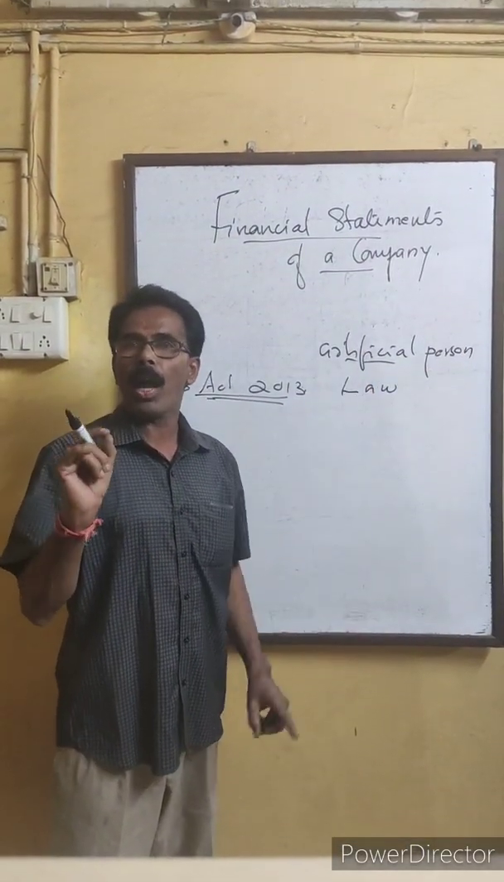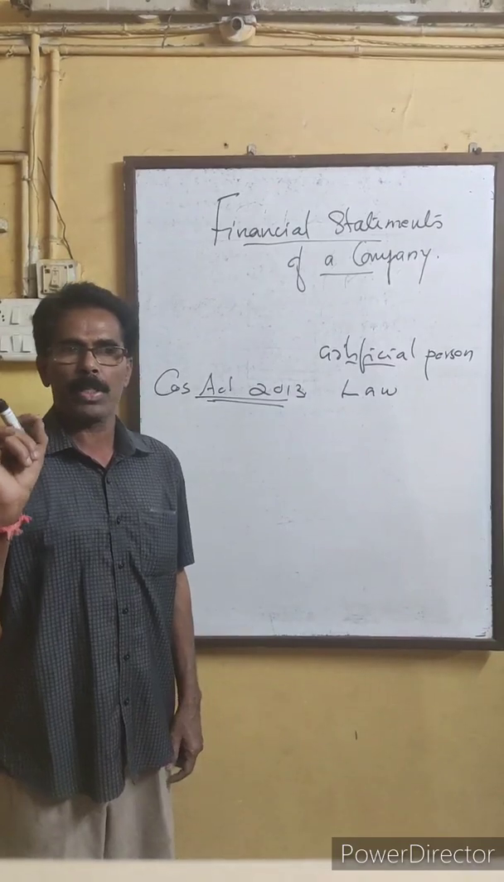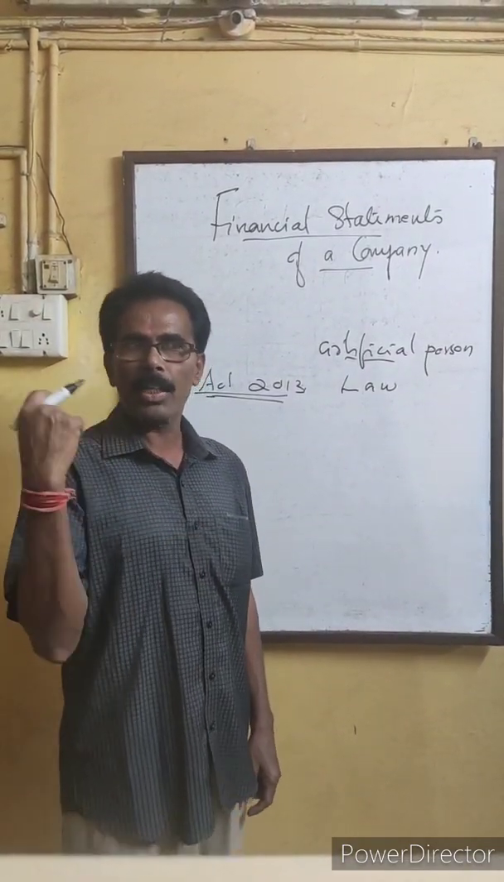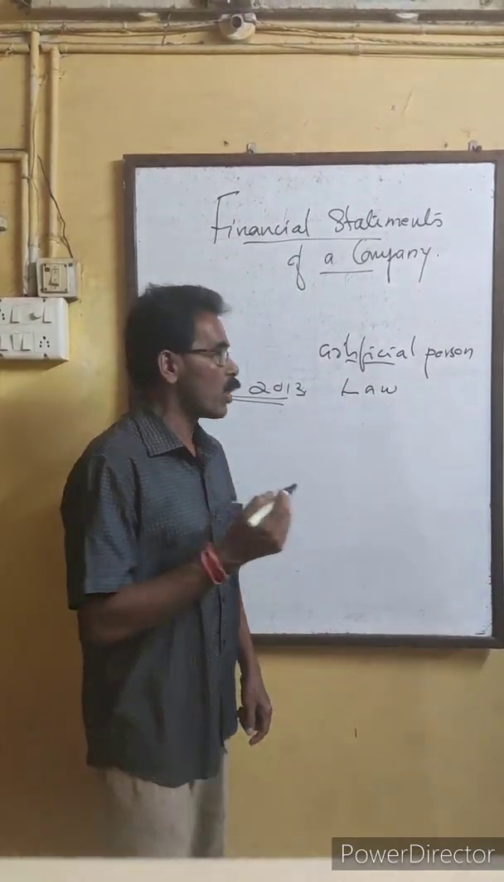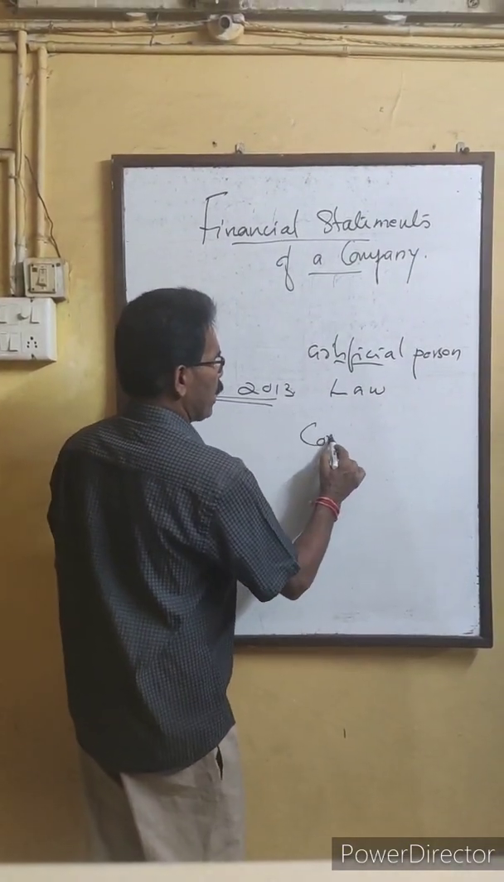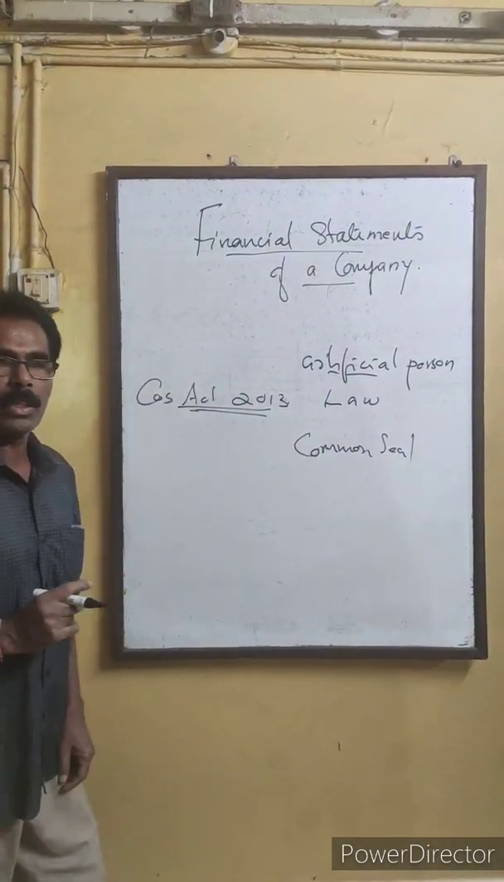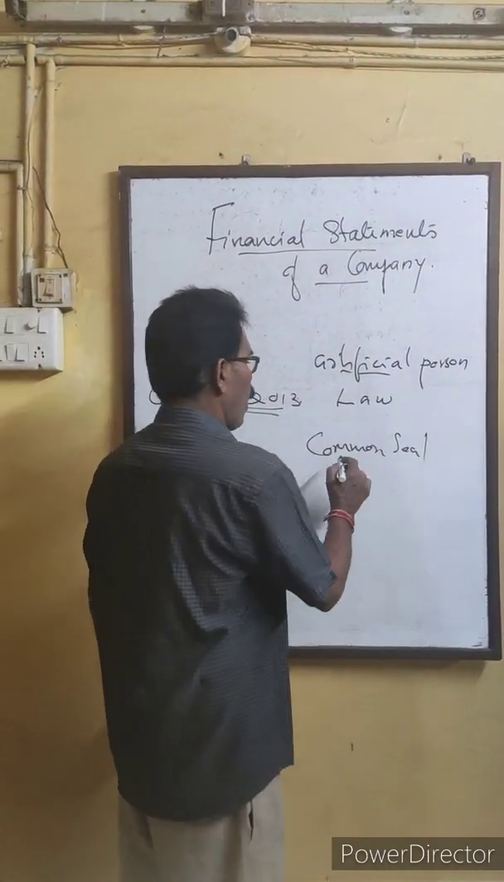It can do all activities like a person, except it cannot put signature. And that signature is done by its seal. It's called the common seal. So whatever is done by the company is authenticated by a common seal.